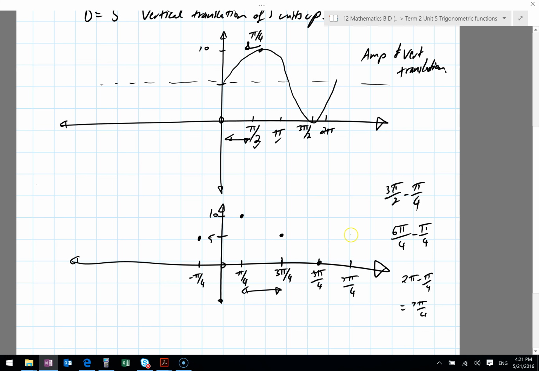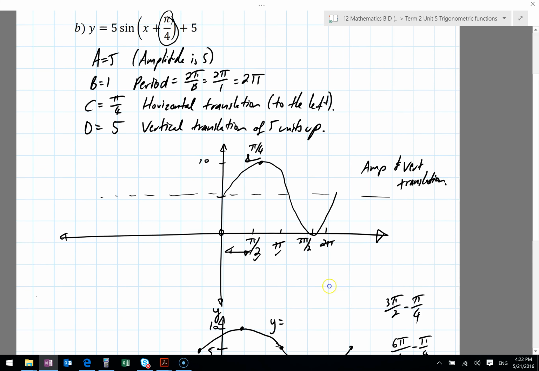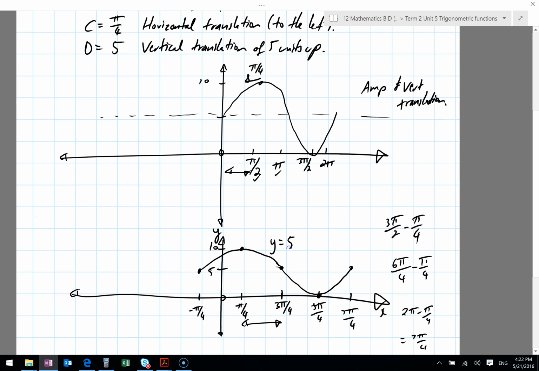So we'll be graphing like this, to get our proper function. And then make sure I write the equation. 5 sine x plus pi on 4 plus 5.